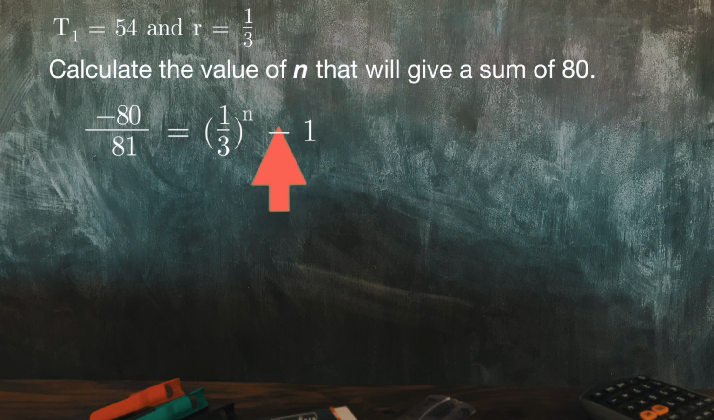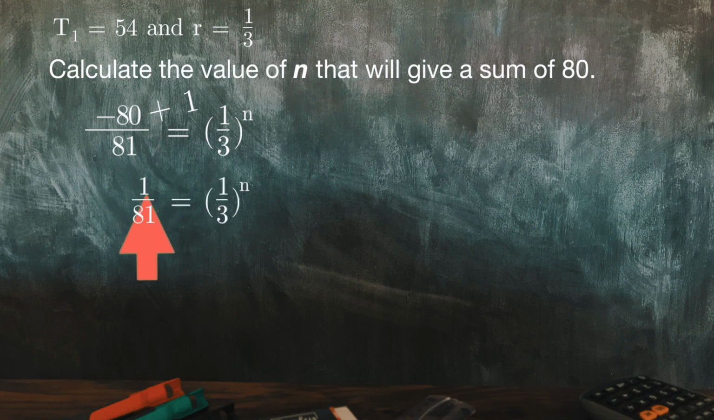Now this minus 1, which is a constant term, we are going to move it to the other side, and when we move an entire term, the sign will change. So the minus 1 becomes a plus 1, and we have minus 80 divided by 81 plus 1, and that gives us an answer of 1 over 81, which is now equal to a third in brackets to the power of n.